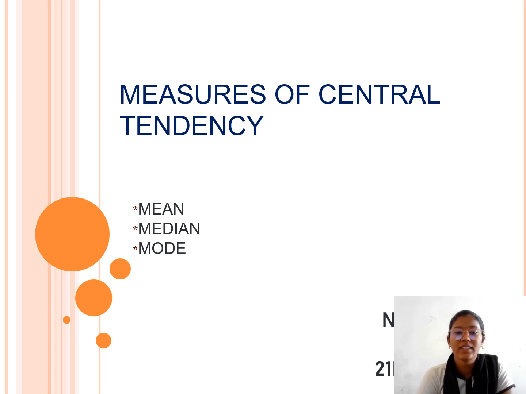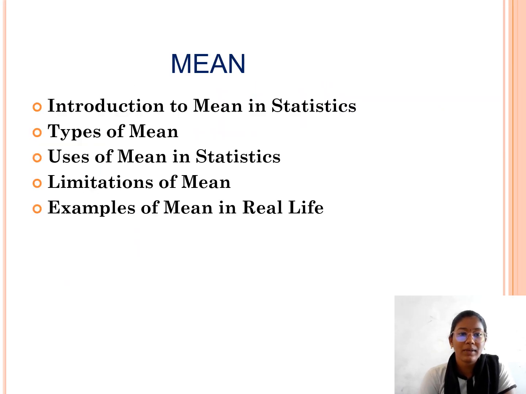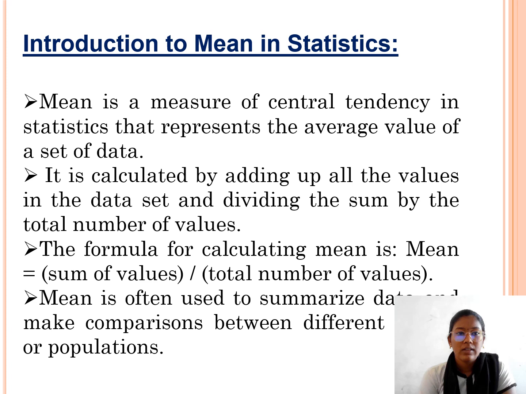Now I'm going to explain the topic about measures of central tendency. It consists of three forms: mean, median and mode. Coming to the first topic, mean, we are going to discuss mainly five of them. That is, introduction to mean in statistics, types of mean, uses of mean in statistics, limitations of mean, examples of mean in real life.